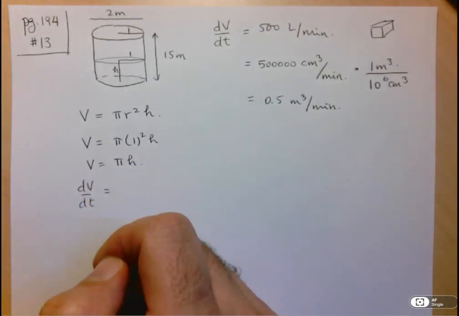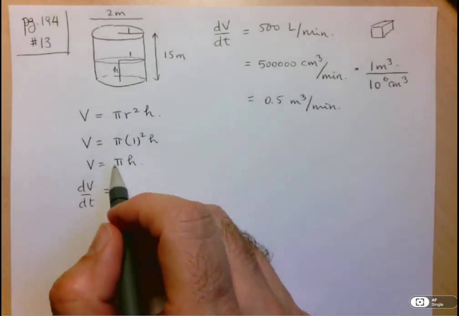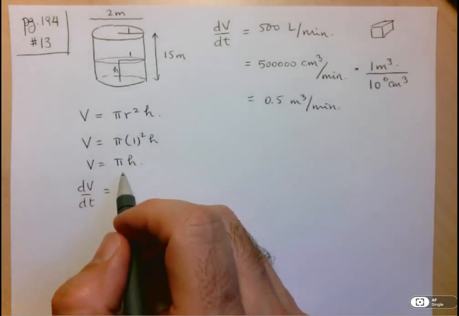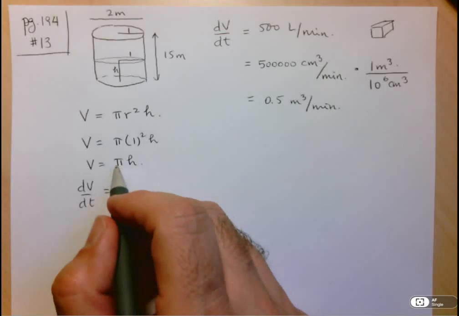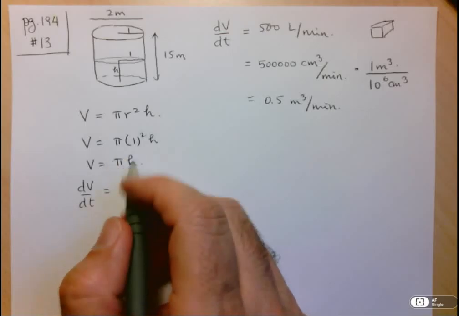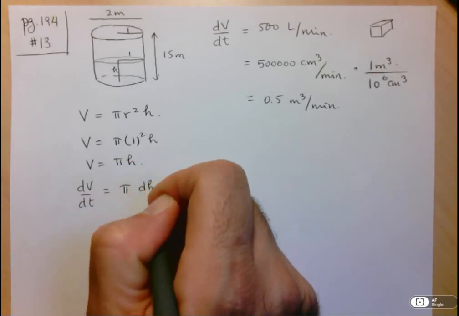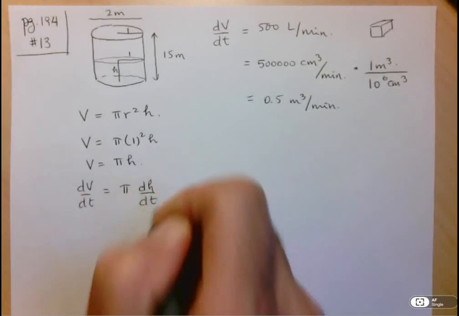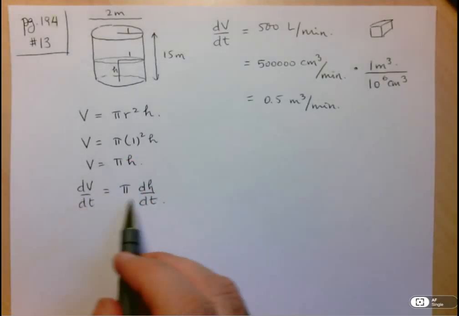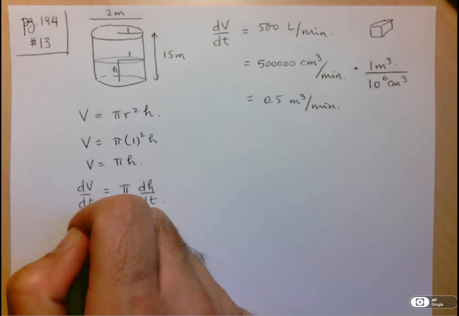So I have dV/dt on the left-hand side. On the right-hand side, of course, I have an expression in h, so please be sure that you're using the chain rule. So first I take the derivative of pi h with respect to h, which is just pi, and then I take the derivative of h with respect to t. Okay, so it's a very simple relationship between those two rates. And of course, they give me the derivative of volume with respect to time, which is 0.5.